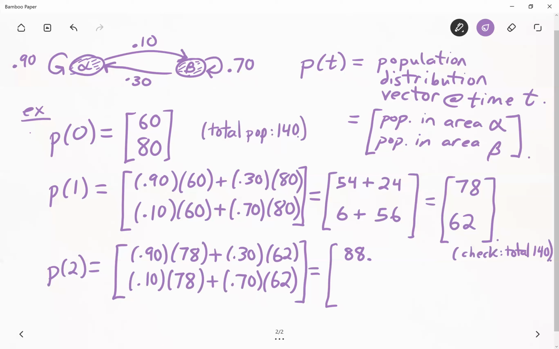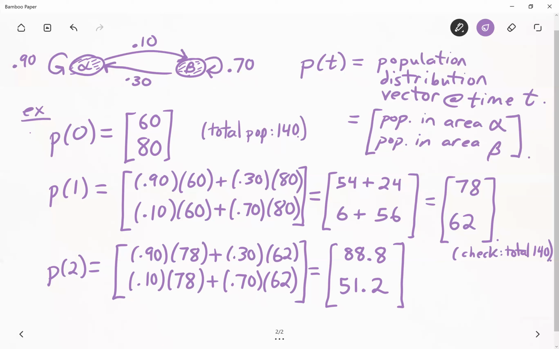The new population in alpha is approximately 88.8, and the new population in beta is 51.2. And so we could continue this process to figure out the population in years 3 and 4 and so forth. I'd rather not continue to multiply out the population by hand. One question we're going to ask ourselves is, what's the long-term population?